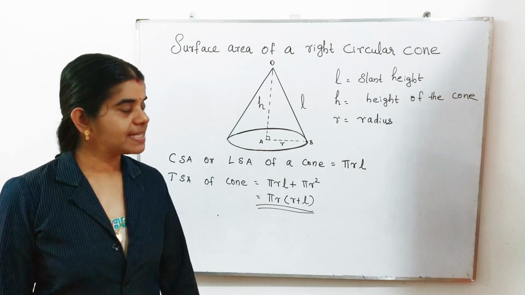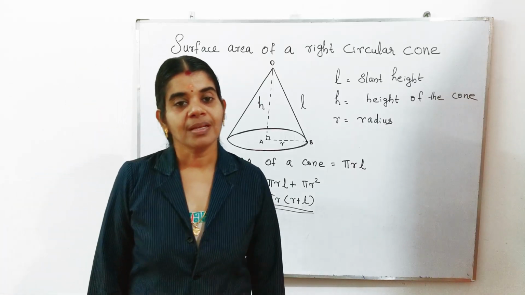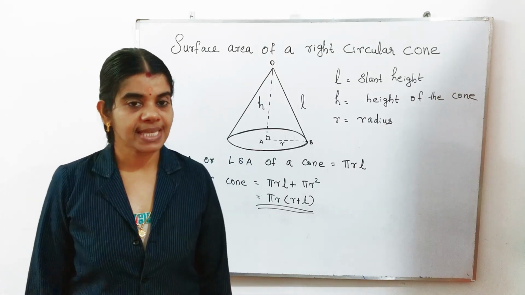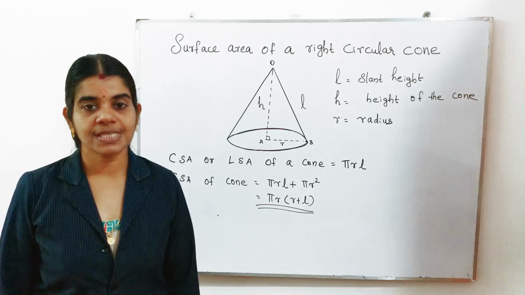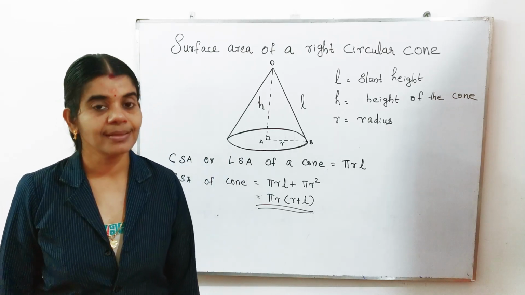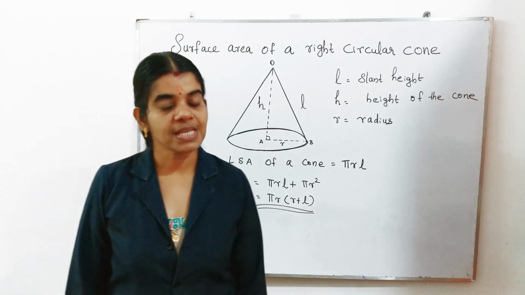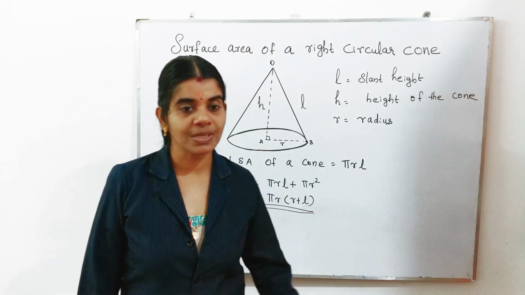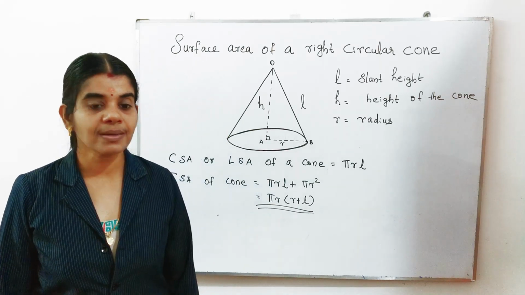Maths class. In the previous class we discussed the total surface area and curved surface area of the cube, cuboid and cylinder. Today we are discussing the surface area of another solid shape, that is the right circular cone.